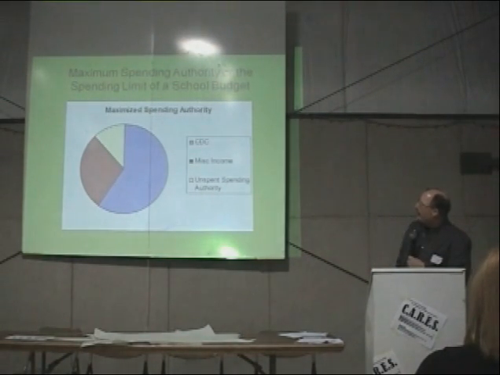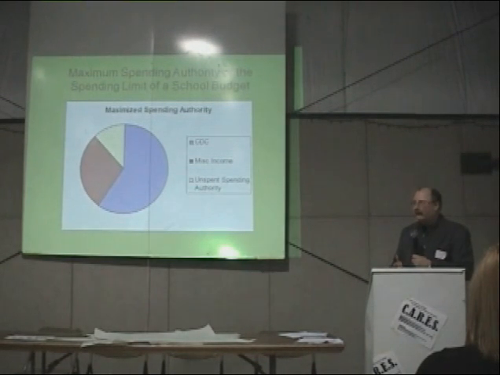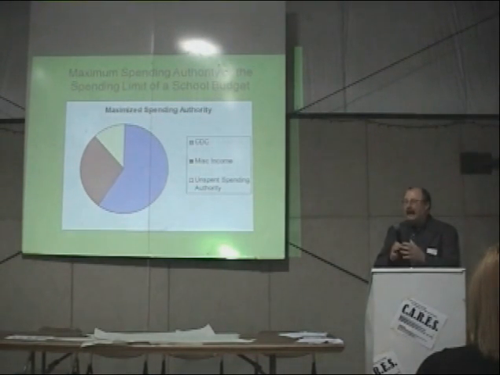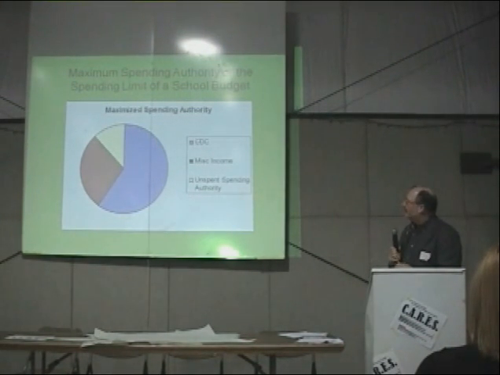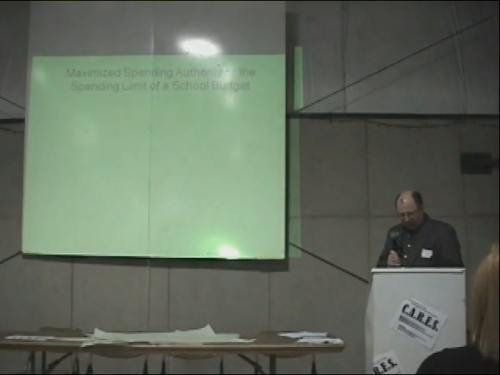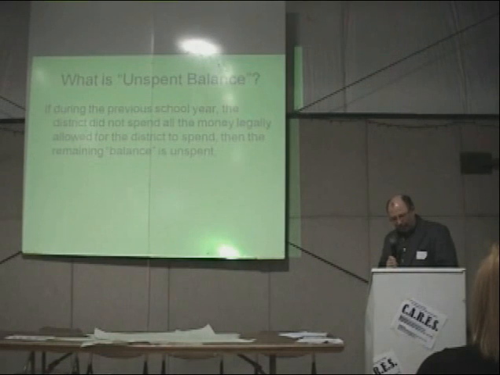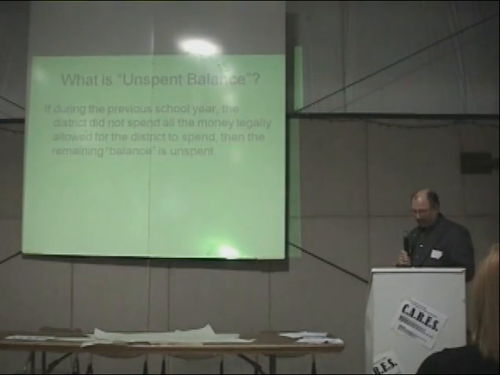The little yellow part of the chart is the unspent spending authority. In other words, if they're fiscally responsible, they don't spend all their money, they have a little cushion or a little savings account for emergencies. Basically, it's the unspent spending authority. During the previous school year, if the district did not spend all the money legally allowed for the district, then it remains in the balance as unspent. So it's their little savings account. You want to go to the next chart.